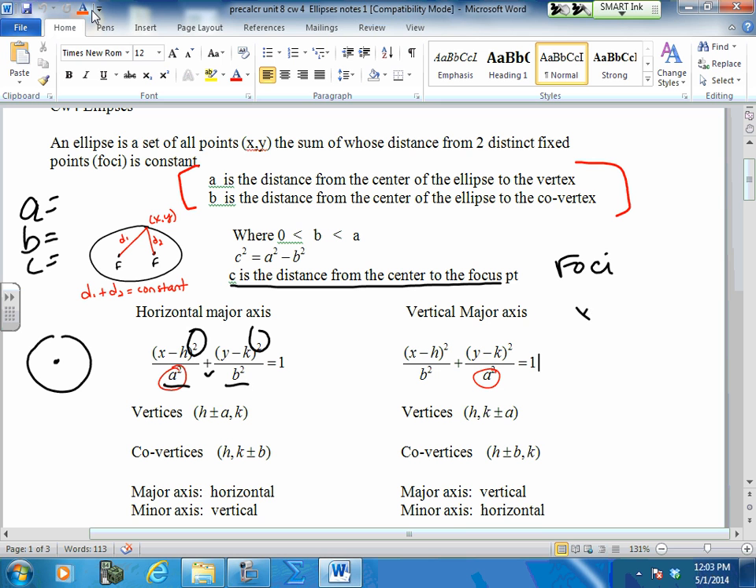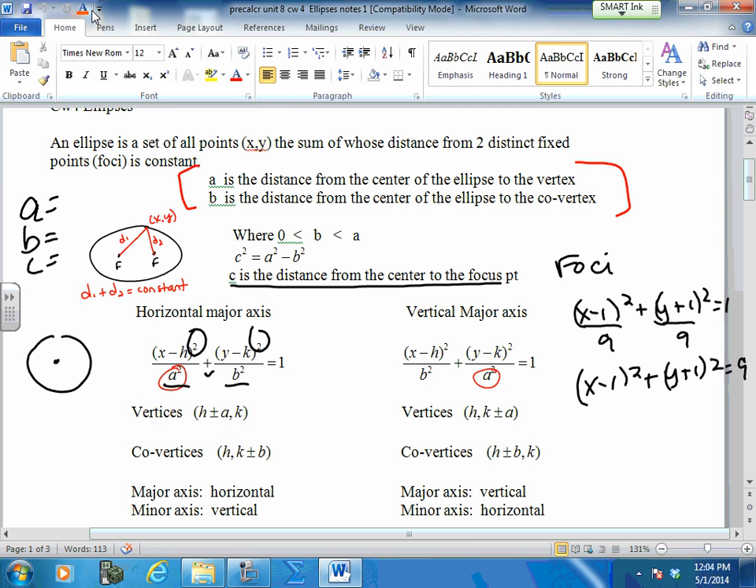Like if I did this, (x minus 1) squared plus (y plus 1) squared equals 1, and I had a 9 under both of these. If I multiplied every term by 9, you get your formula for a circle, equals 9, which is your r squared. So a circle is a special kind of ellipse. Normally, these two denominators are not the same. They're going to go oblong. One's going to be longer, stretched out more than the other, so it gives it that oblong effect.